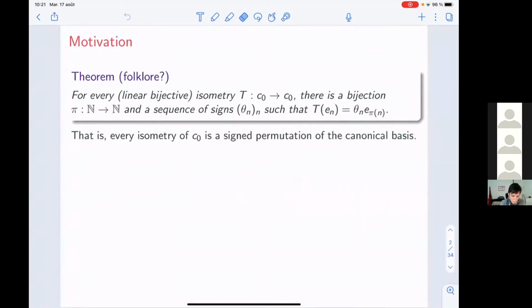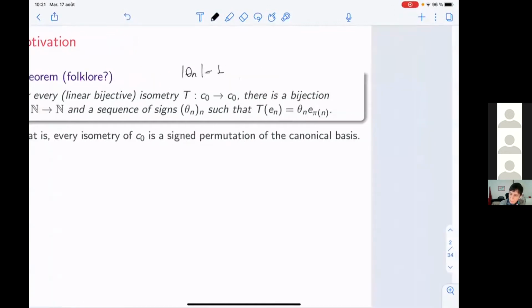So the motivation was this theorem, which I guess is folklore, that every linear isometry of C0 and also of the LPs for P different than 2 is a sign permutation of the canonical basis. So you have a bijection of the natural numbers and a sequence of signs. Signs are just scalars with absolute value 1, and such that the basis is taken by T to this signed permutation.